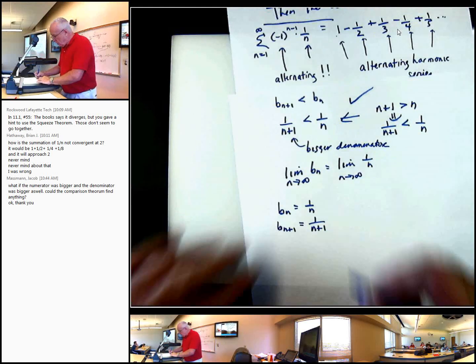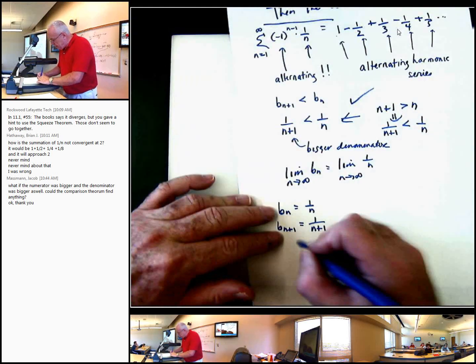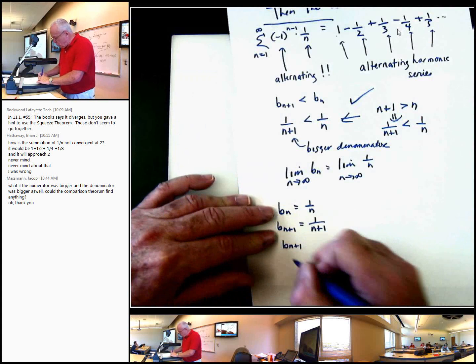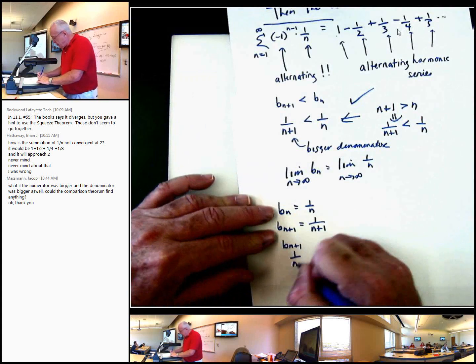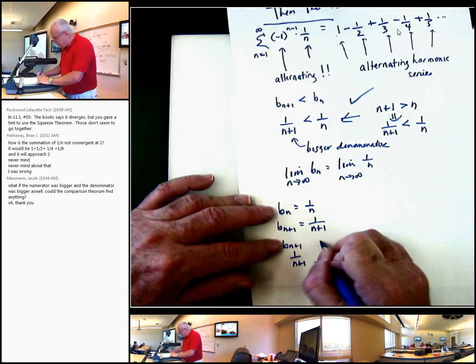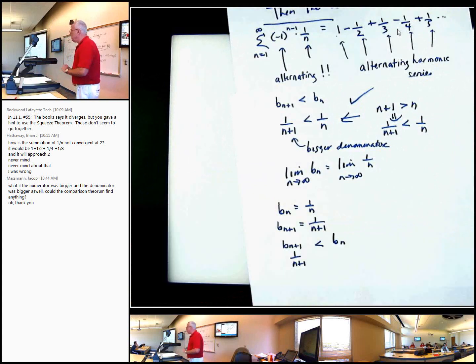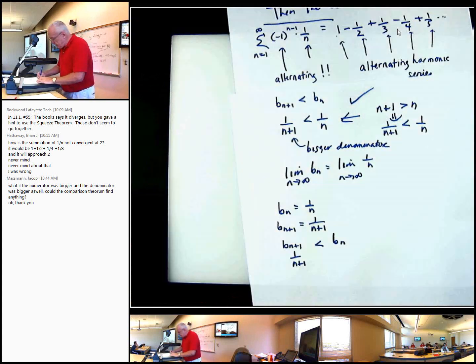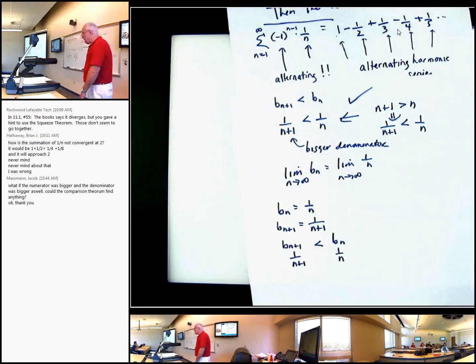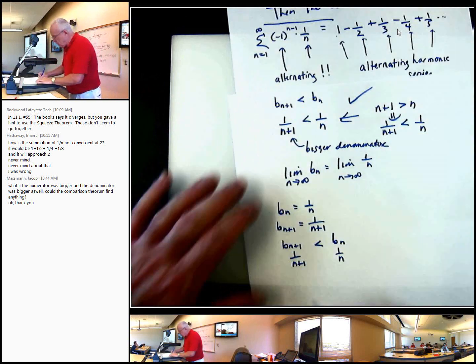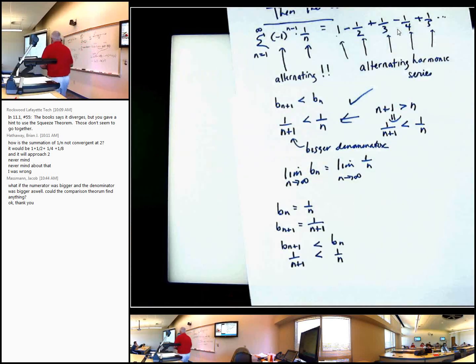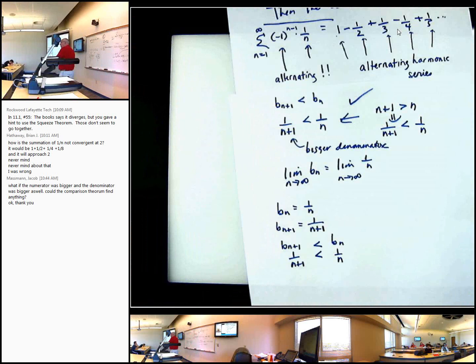So b sub n plus 1, which is 1 over n plus 1, is smaller than the preceding term b sub n, because b sub n is just 1 over n. We want the next term to be smaller, and it is, because the next term has a bigger denominator, so when we flip it over, it's smaller.